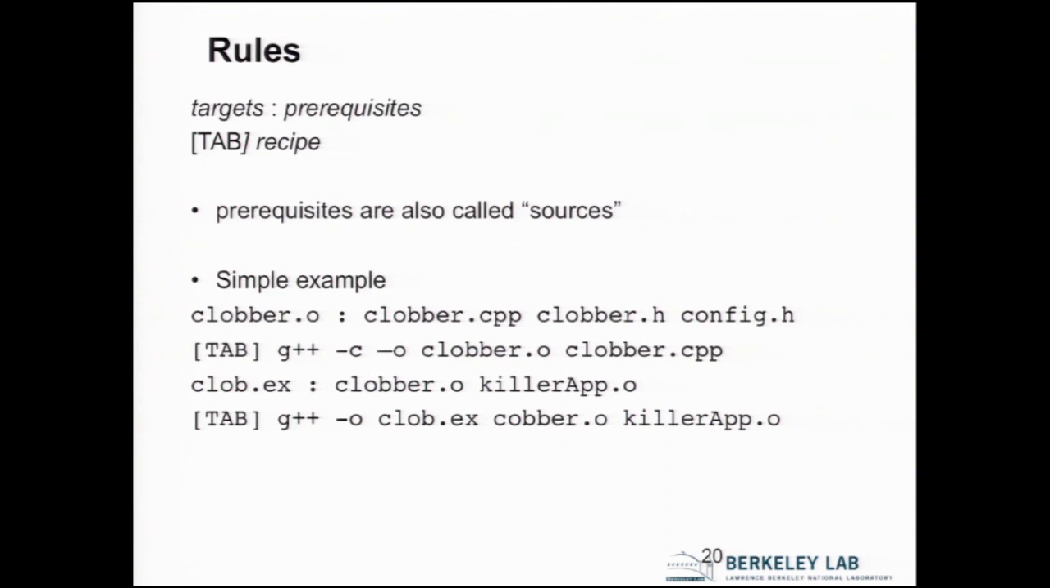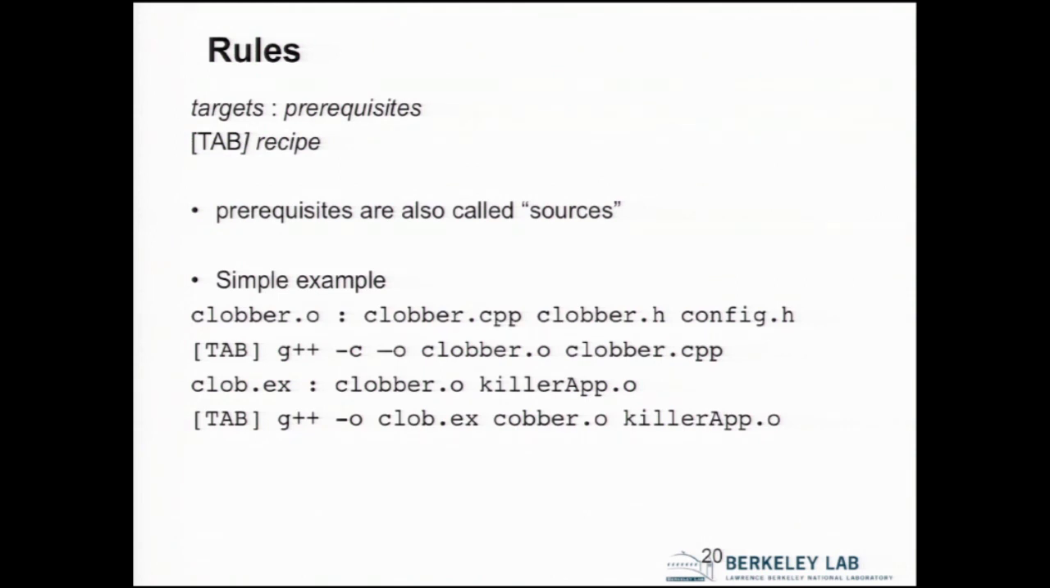Rules operate in this way. You say a target, you say prerequisites, which define the dependencies, what you need specified. Then you have to have a tab. This tab is very important, and this is what many people new to Make miss: if you don't have the tab, the recipe doesn't get applied. And the recipe is where you're telling Make what to do in order to create that target based upon these prerequisites.